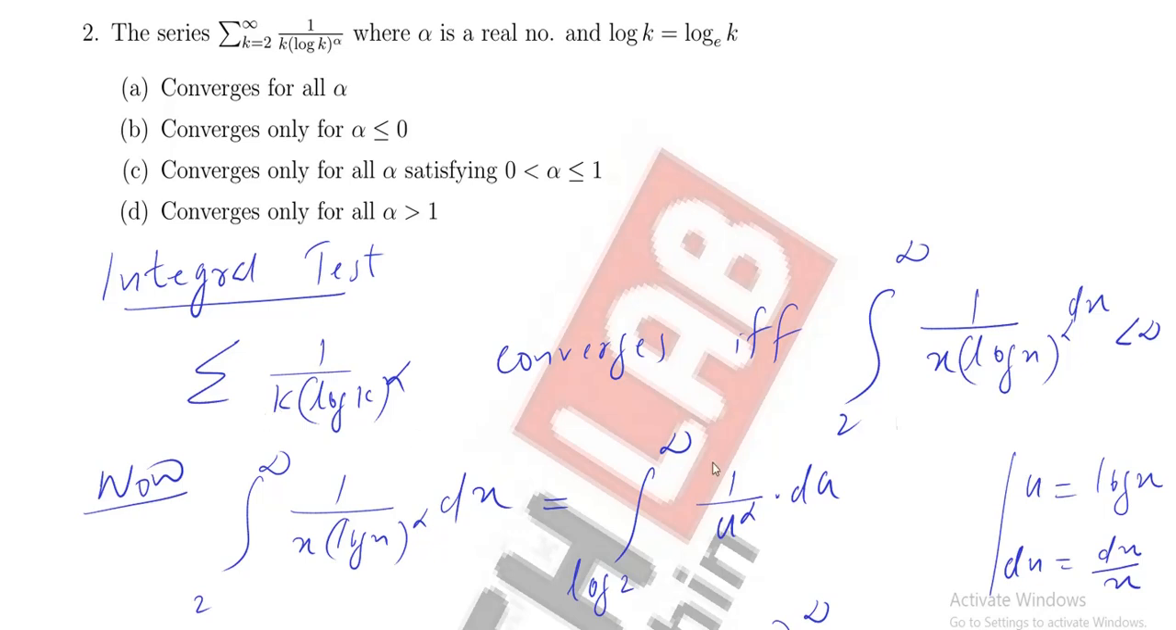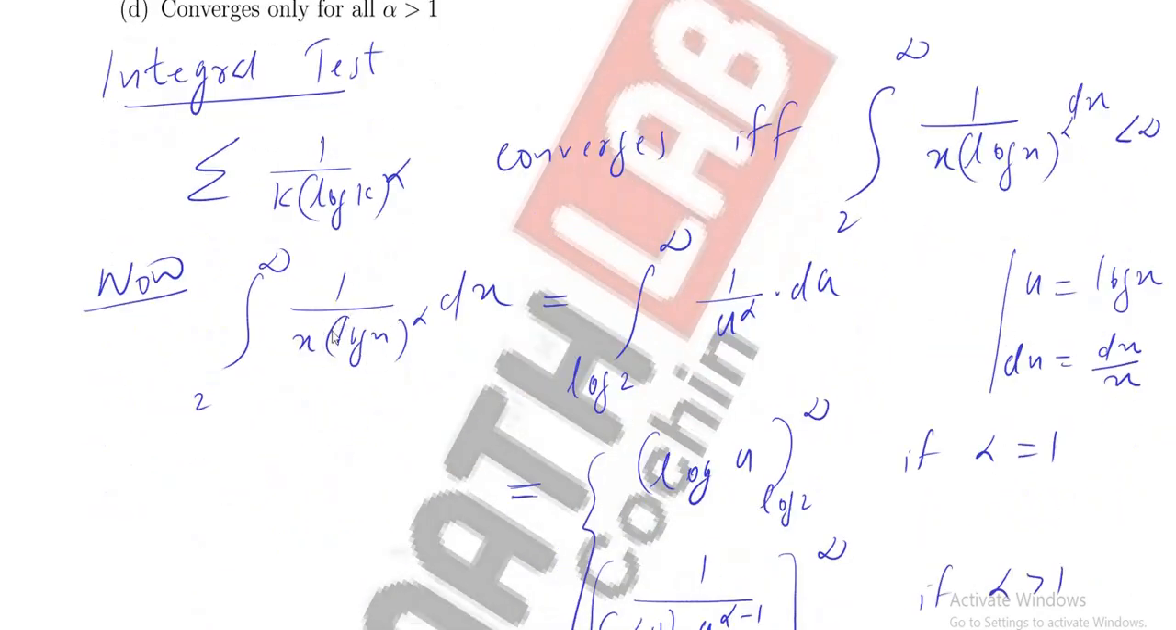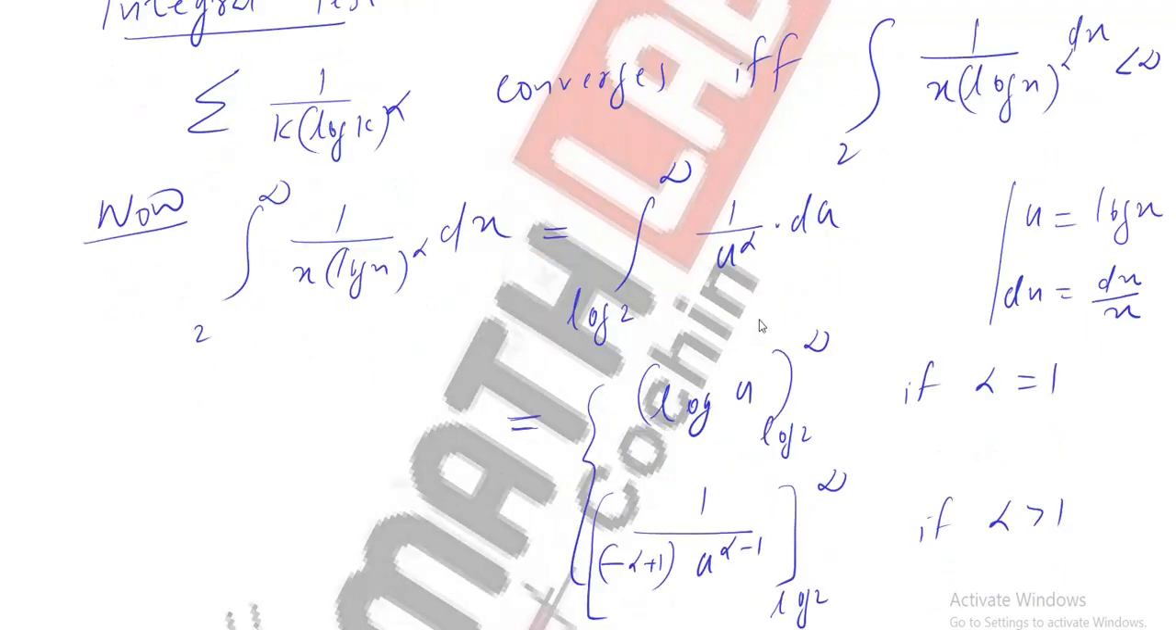The integral test says that the series converges if and only if this integral converges. So we consider the integral from 2 to infinity of 1 by x (log x) all to the power alpha dx. To find the integral, you put log x equal to u, then du becomes dx by x. So 1 by x dx becomes du, and it becomes 1 by u to the power alpha. When x is equal to 2, u becomes log 2, and when x is infinity, u also becomes infinity. Now you find the integral of this.